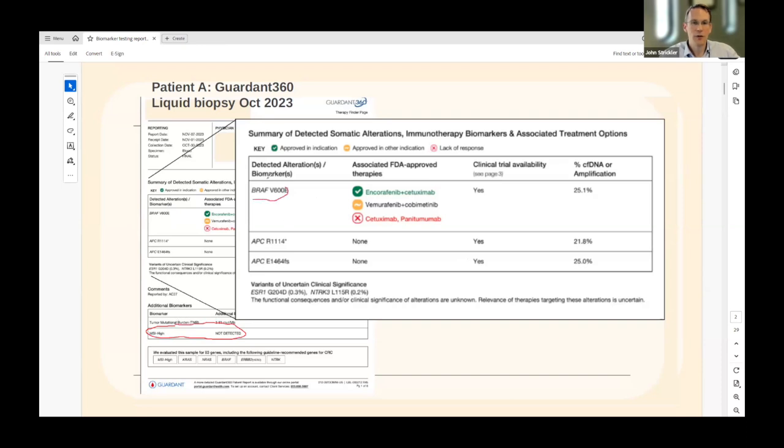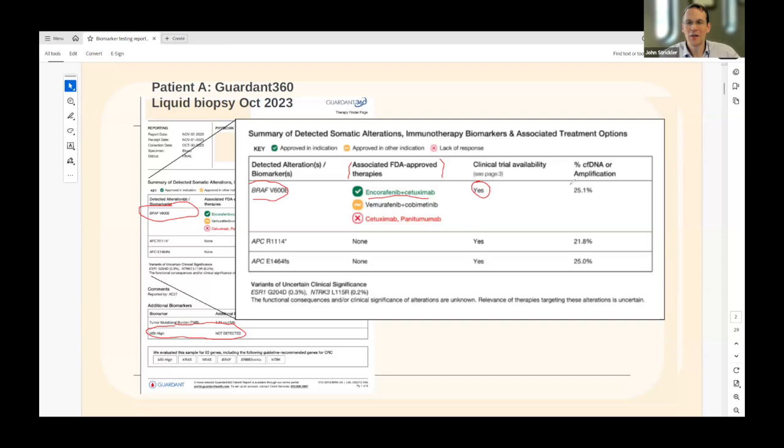Up here, BRAF V600E. Actually, it's right there. So I know this tumor is BRAF V600E mutated. Look at this, associated FDA-approved therapies, yes. Encorafenib and cetuximab is FDA approved for this. Of course, we have a new updated approval. Now it's first line with FOLFOX. Are there trials available? They always say yes, but it's not always true. So I will always be suspicious of this.